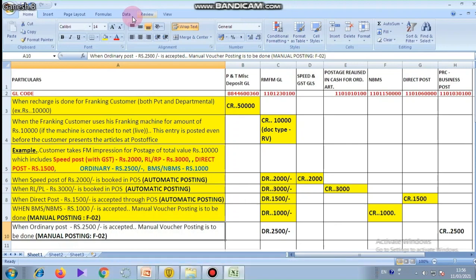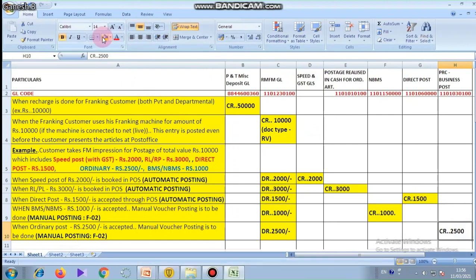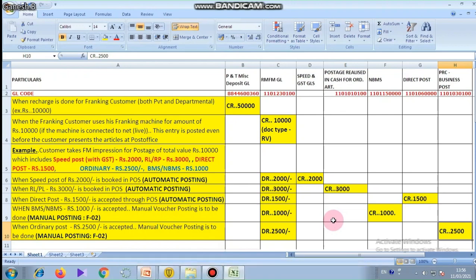The customer presents ordinary article for 2,500. Now what will happen? We have to make a voucher posting by debiting RMFM GL 2,500 and crediting PRC business post. You can either credit PRC business post or you can credit postage realized in cash for ordinary articles. That depends on the directions what you receive from your divisional head.